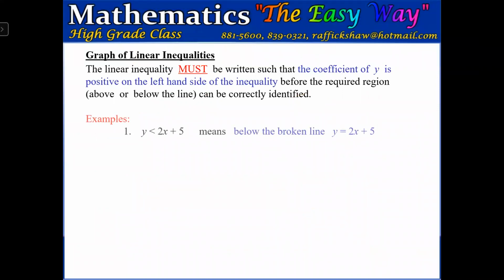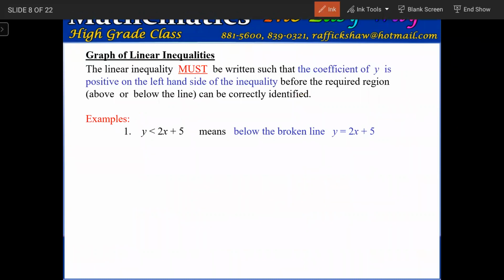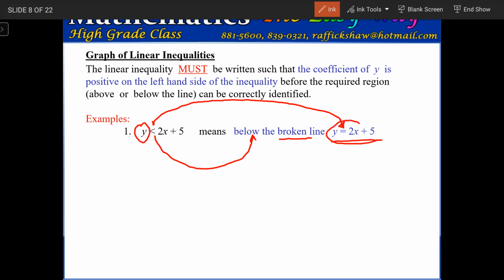All right. So for example, if you have y less than 2x plus 5, the y over on the left hand side here is positive. So the less than means below the line. And because the equal is not there, it means that I want a broken line. And the line that's associated with that inequality is the line y equals 2x plus 5. All that happens is that I change the inequality sign to an equal sign to know which line is associated with it. So it means that I'm going to draw this line. I'm going to draw it broken, and then I'm going to shade below it. That's all that inequality means.